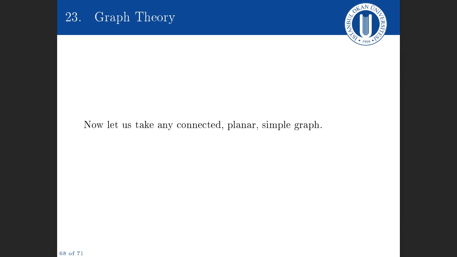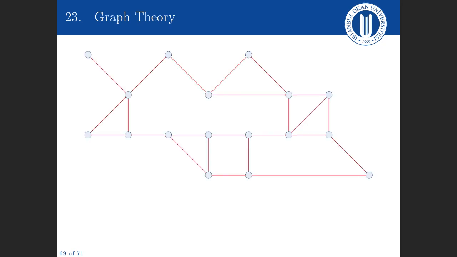Next, let's take any connected planar simple graph. So that's any graph which does not have loops and does not have parallel edges, which we can draw in a 2-dimensional plane without any of the edges crossing each other, and such that there exists a walk between any 2 vertices. So it's something like this. Just draw anything you can imagine. And then what can we do to simplify this?